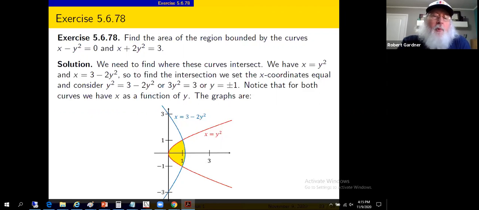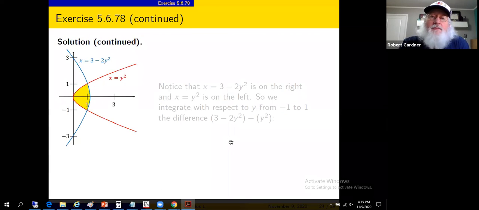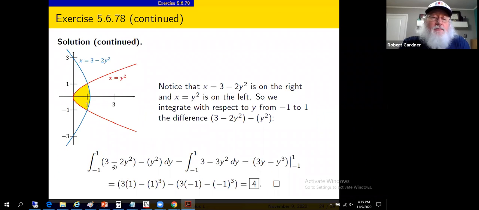So we'll integrate from y equals negative 1 to y equals 1, right minus left. The blue curve is always on the right, this one. The red curve is always on the left, this one. So we'll integrate from negative 1 to 1, this minus that. Right and left, this minus that. Blue one minus red one. That produces blue one minus red one from negative 1 to 1 where they intersect. Simplify, anti-differentiate, plug in the bounds. Looks like that area is 4.